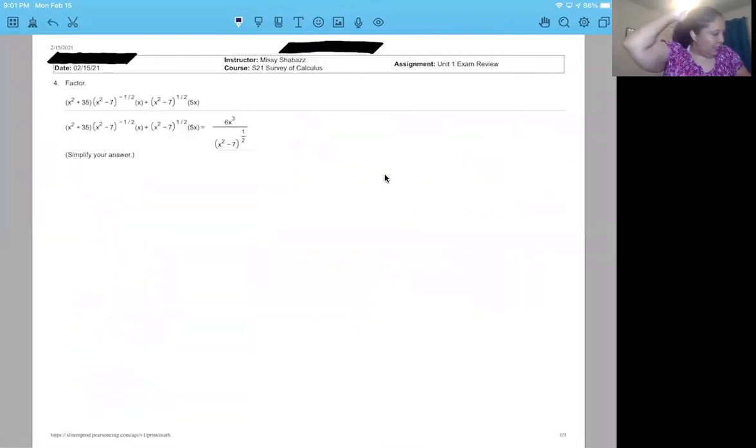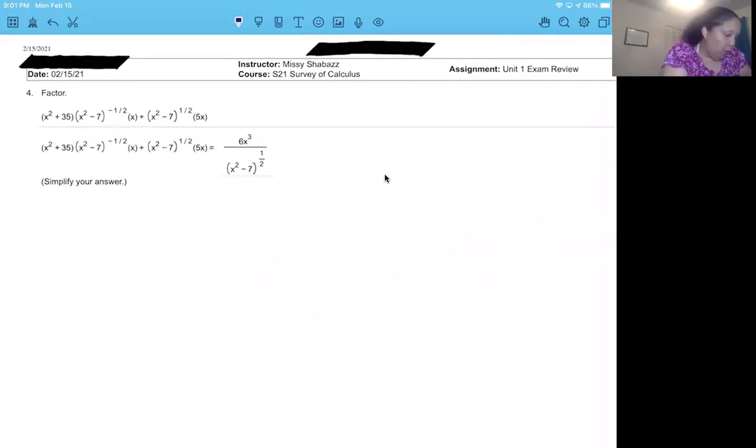All right. Next question is number 4. And this is just factor. So the first thing I'm going to do is rewrite it as x squared plus 35 over x squared minus 7 to the 1/2, times x, plus x squared minus 7 to the 1/2 times 5x.